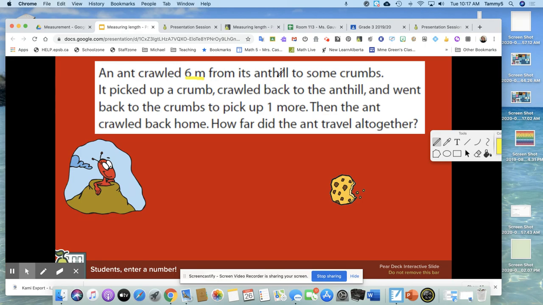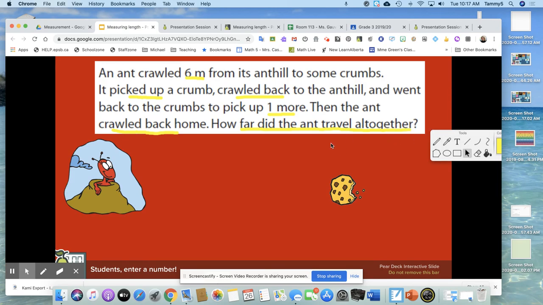Okay, so an ant crawled 6 meters. That's important to underline. From its anthill to some crumbs. Okay, and then it picked up a crumb, crawled back. So it picks up the crumb, then it crawls back. And then went back to the crumbs to pick up one more. And then the ant had crawled back home. Okay, so we need to find out how far did the ant travel altogether. That's important to underline or highlight.